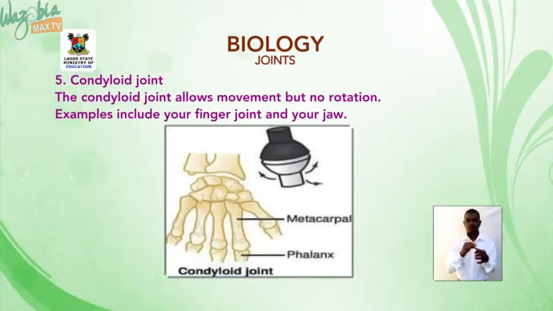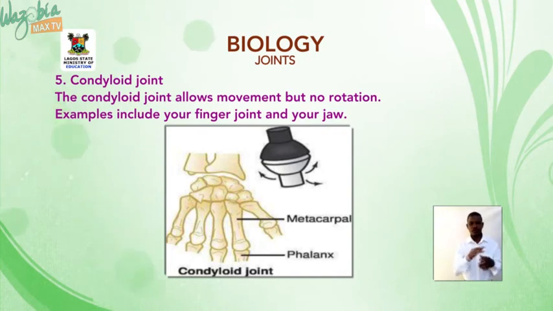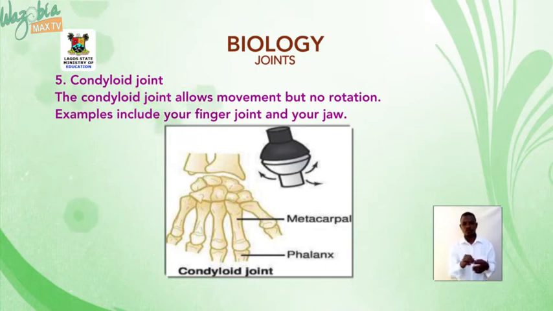Condyloid joint. The condyloid joint allows movement but no rotation. Examples include your finger joint and your jaw.